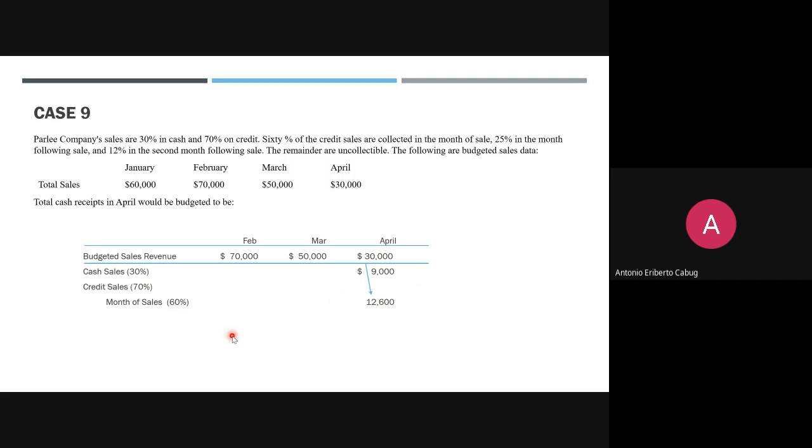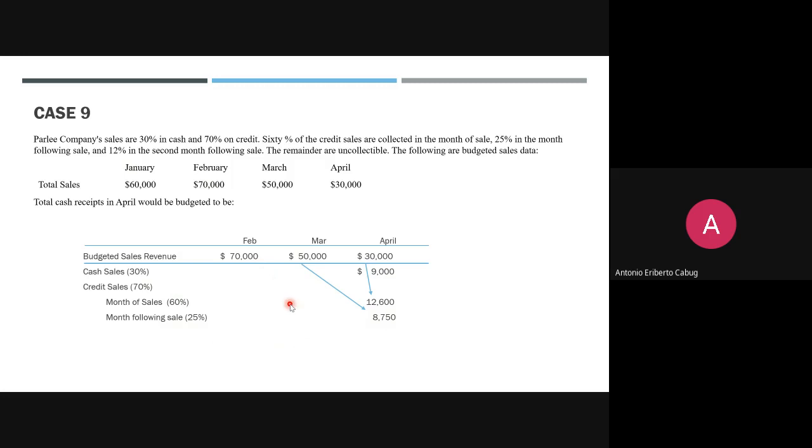12,600. Then in the month following sale, the amount to be collected in April will be coming from March. 50,000 times 70%. 60% will be collected in March. Yung 25%, yun yung makokollect sa April. 8,750. Okay? So I repeat, 50,000 times 70% times 60%, it will be collected in March. Pero yung 25% the following month, April yan. 8,750. And then 12% in the month following sale.